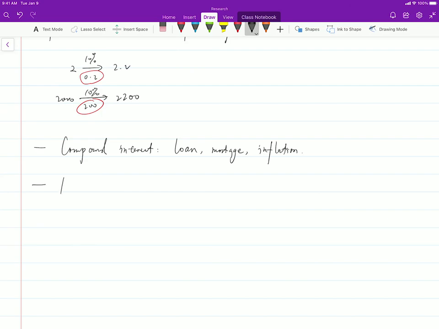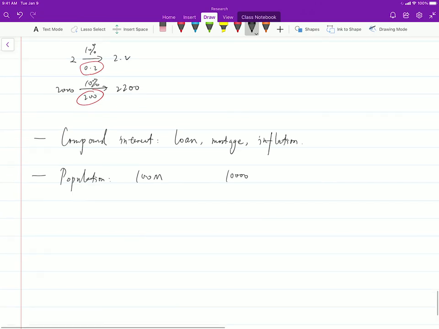Second thing, population. Let's say we have two countries. They have the same birth rate. One country has 100 million people. The other country has 10,000 people. Even though you have the same birth rate and death rate, same rate, this one certainly gives you more newborns than this one because they have a bigger base number. So population certainly grows this way.